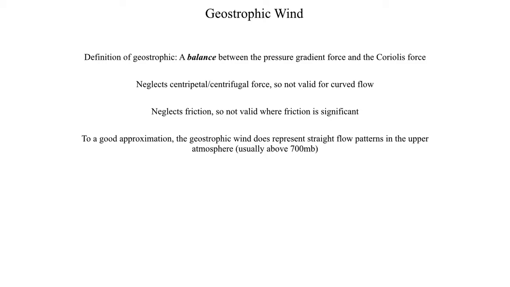To summarize, to a good approximation, geostrophic wind is usually a pretty good representation of a straight flow pattern above 700 millibars. You can sometimes use geostrophic balance at lower elevations, but those are pretty rare cases. Usually, if you're going to use geostrophic balance as a rule of thumb for what the wind should be, you want to restrict yourself to elevations above 700 millibars.